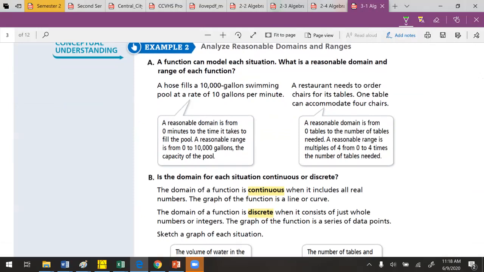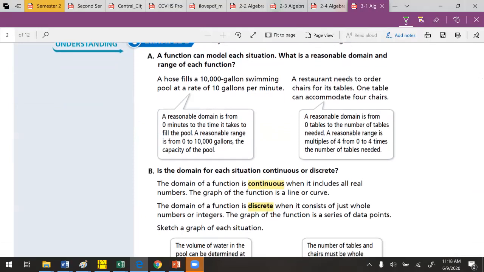Analyzing reasonable domain and ranges. A function can model each situation. What is a reasonable domain and range for each function? A hose fills a 10,000 gallon swimming pool at a rate of 10 gallons per minute. The domain could be the time, and a reasonable range would be from 0 to 10,000, right?